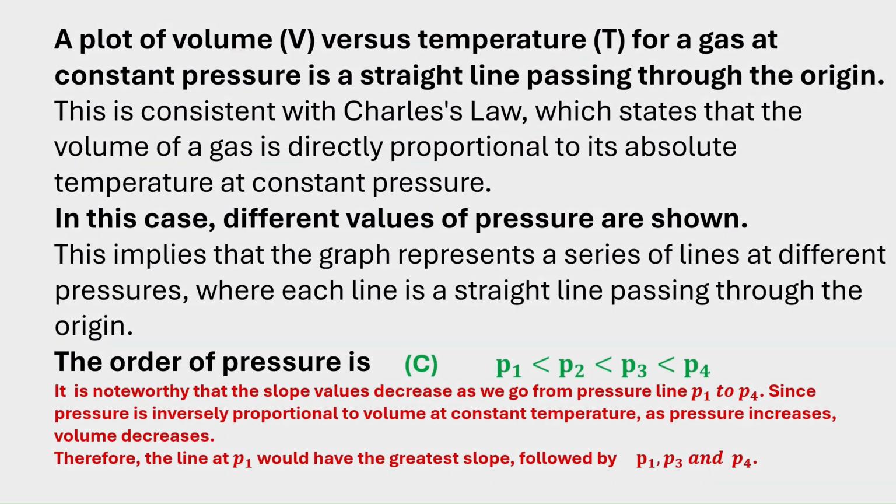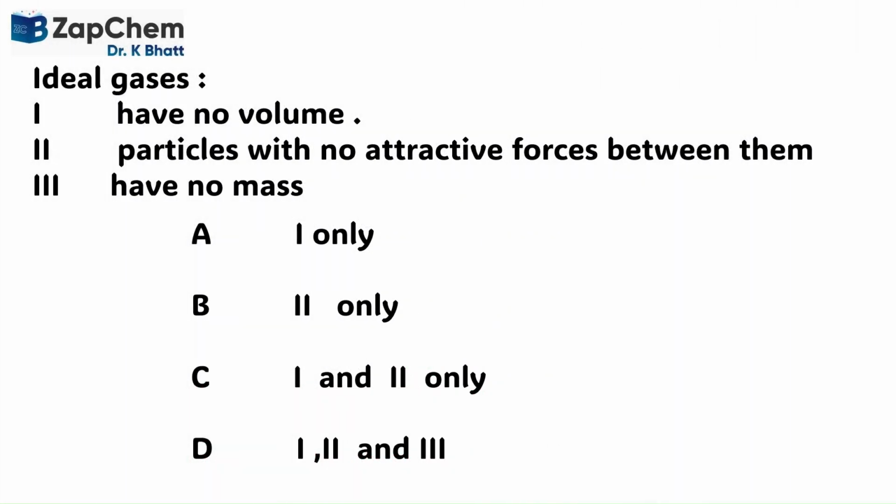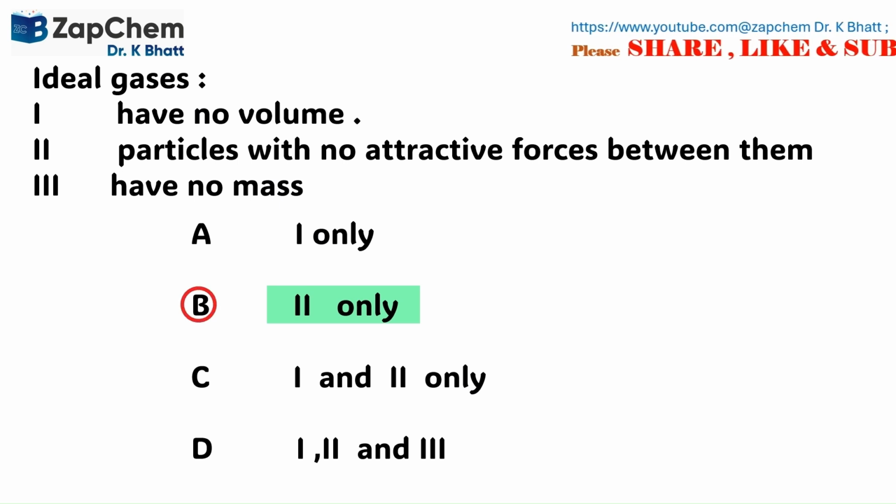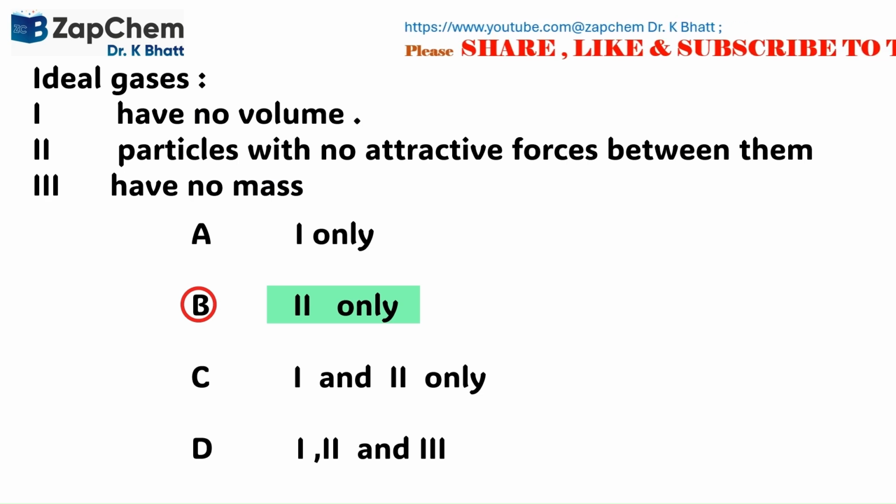Okay, a simple question is here. Ideal gases, three points are given. First, ideal gases have no volume. Second, particles with no attractive forces between them. Third, have no mass. We have to choose which is the correct characteristic of ideal gas in terms of options provided here as A, B, C, D. And here we find that option B, that is the second one, is correct. 2 only.